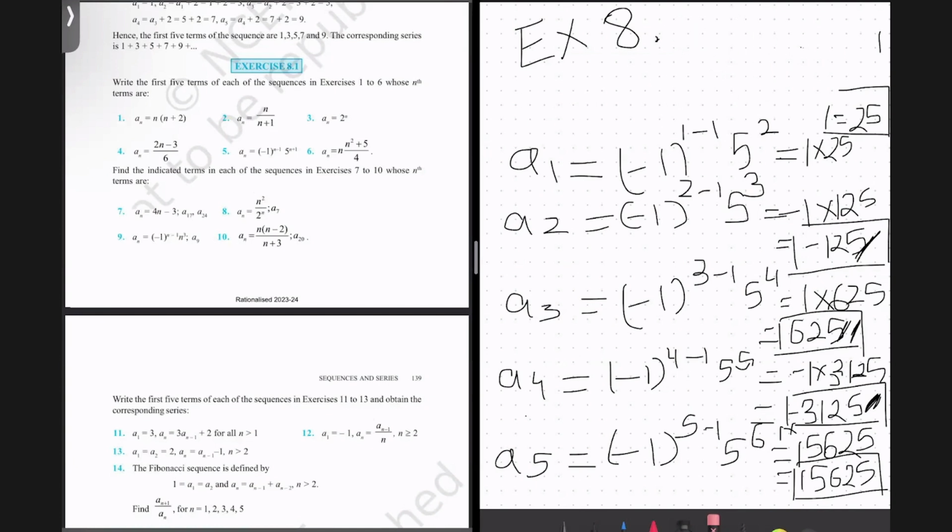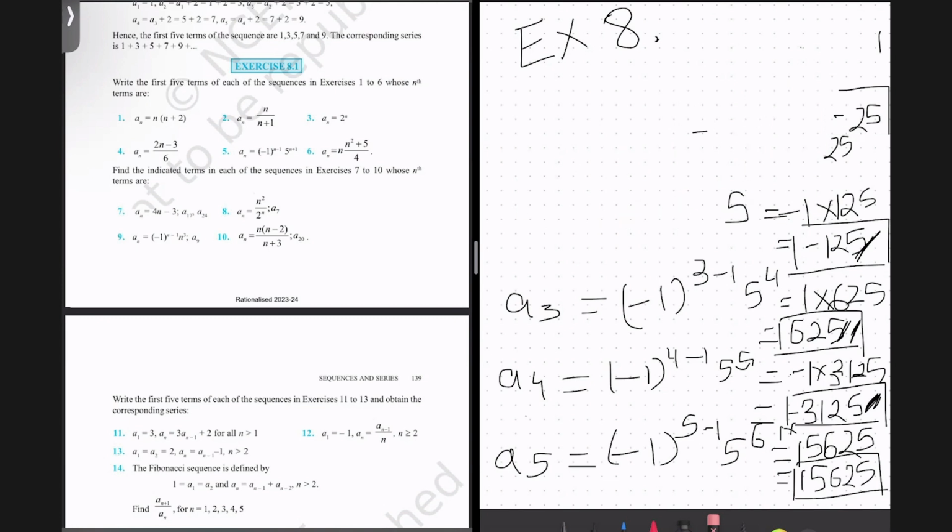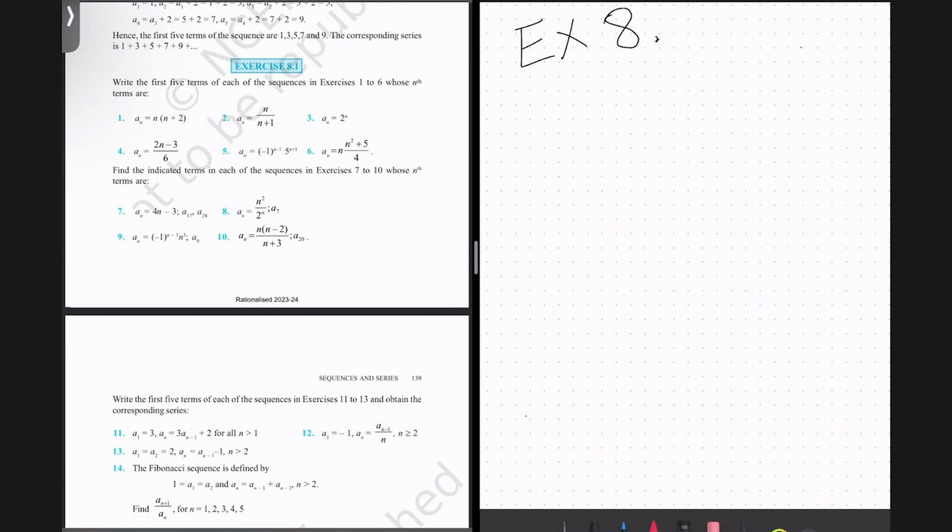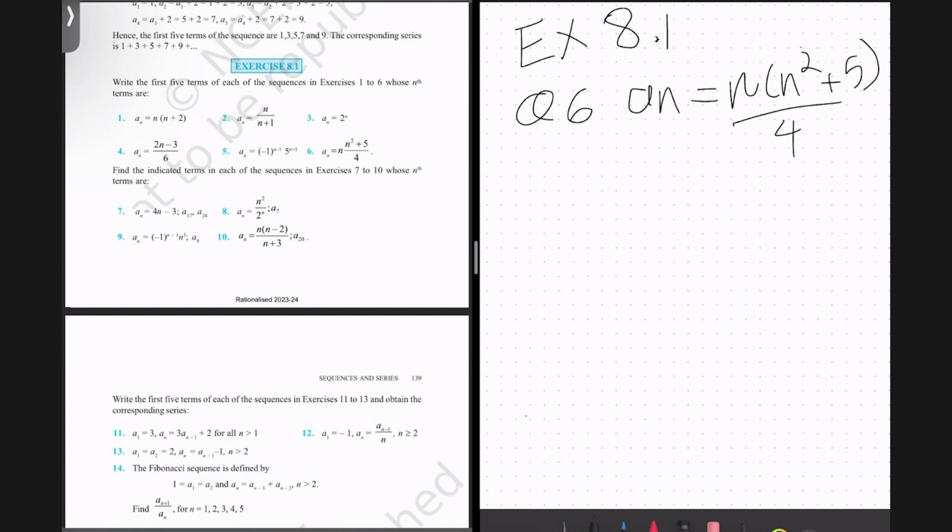Now moving on to the 6th question, exercise 8.1, correct? For the 6th question, the rule that has been described is A of n equals n into (n square plus 5) upon 4, right? So this is a particular rule, but it is nothing but arithmetic calculations for you all from now on.